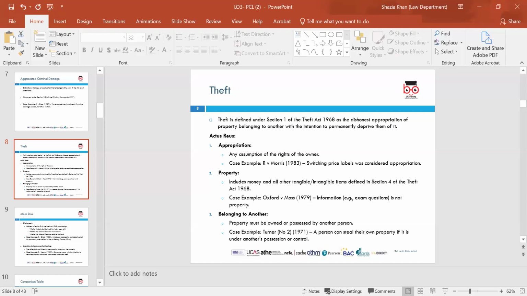Another really famous case in regards to that is the case of R v Gomez, which confirmed that an appropriation can occur even when the owner of the property gives consent.